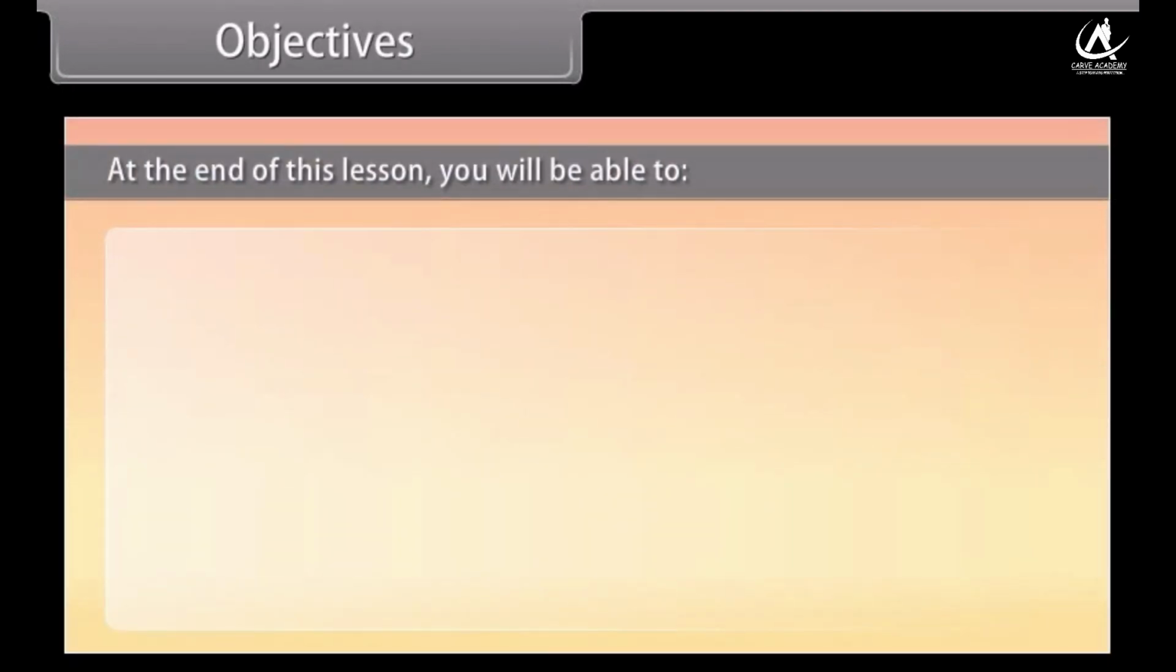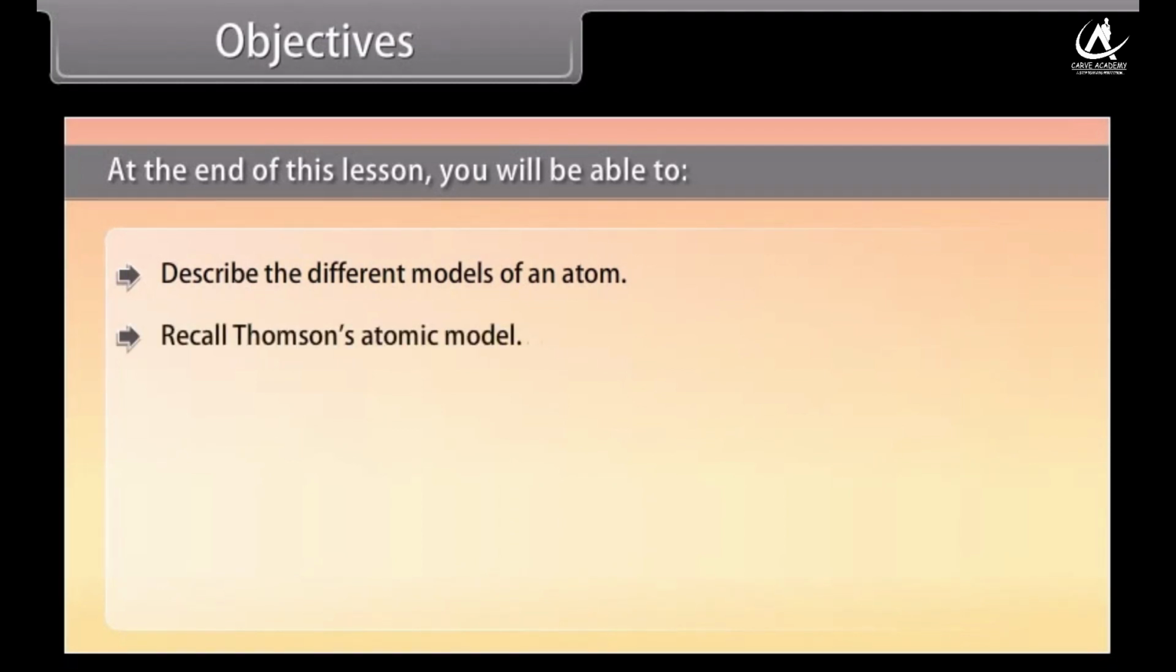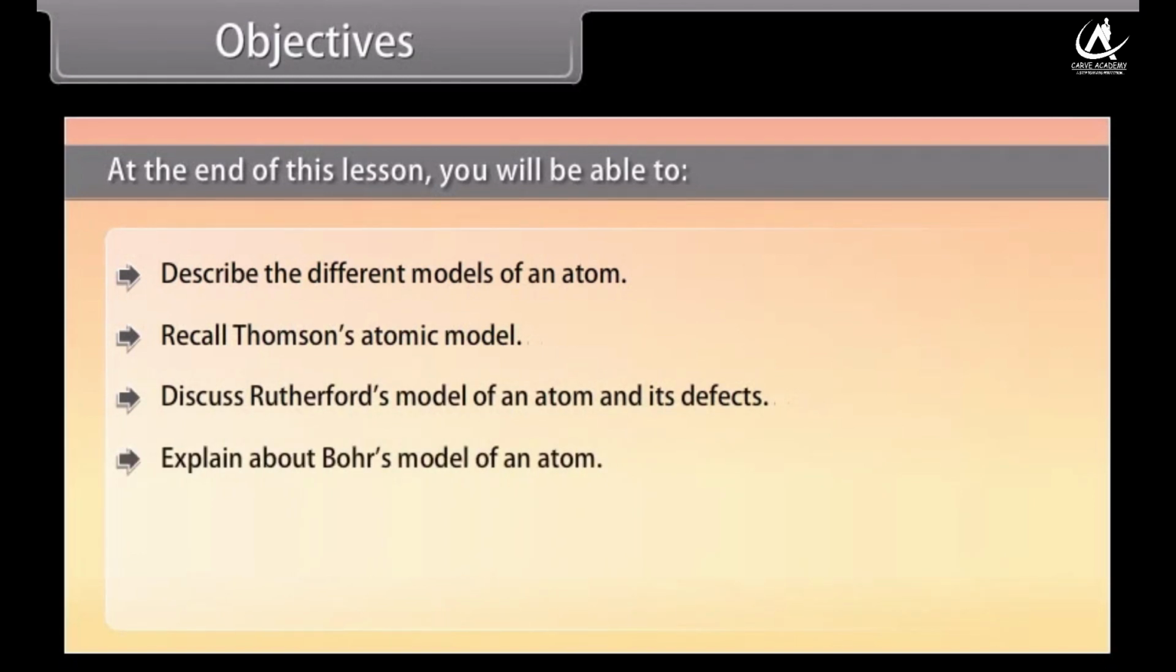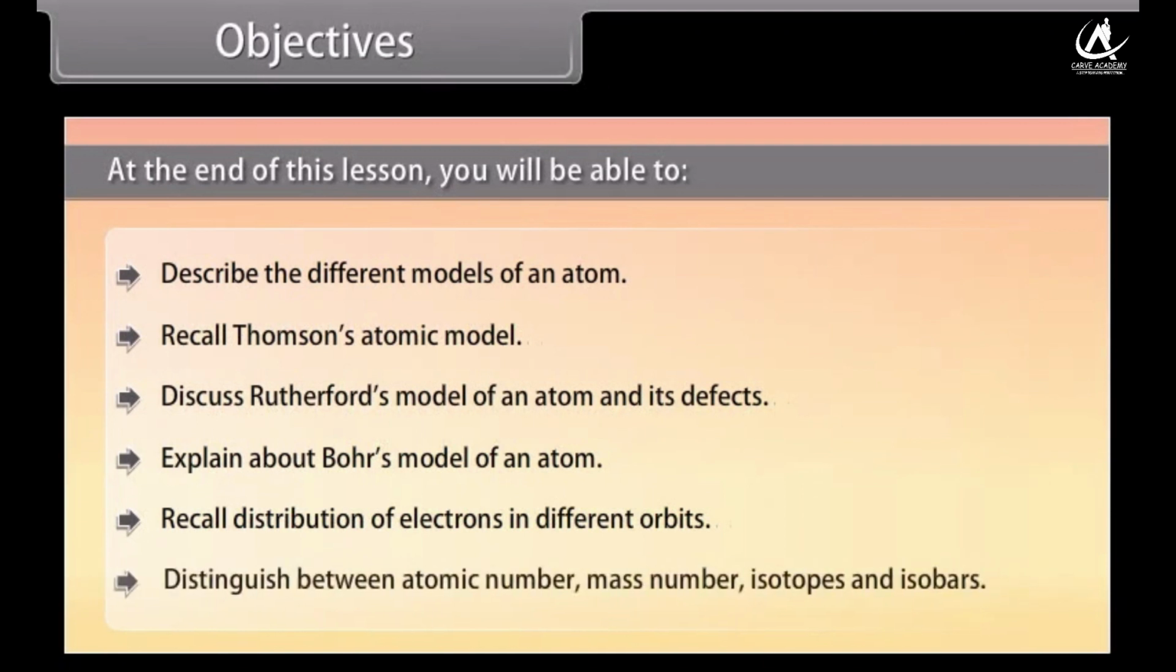Objectives. At the end of this lesson, you'll be able to describe the different models of an atom, recall Thomson's atomic model, discuss Rutherford's model of an atom and its defects, explain about Bohr's model of an atom, recall distribution of electrons in different orbits, distinguish between atomic number, mass number, isotopes, and isobars.